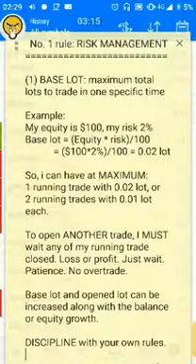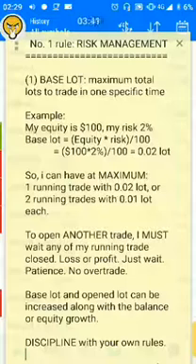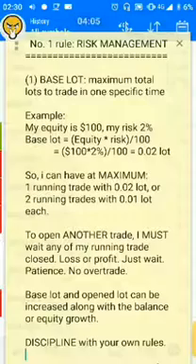Another example, if my equity is $100 and I'm a high risk trader and my risk appetite is 5%, so my base lot should be 0.05 lots, and I can have at maximum one running trade with 0.05 lots or 5 running trades with 0.01 lot each. So I always obey my base lot, and base lot can be increased along with the balance growth.